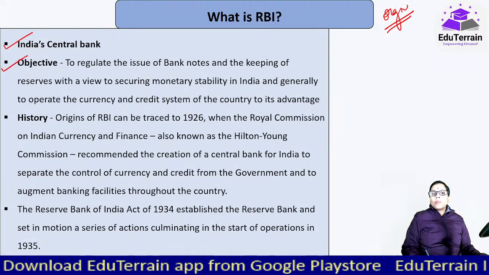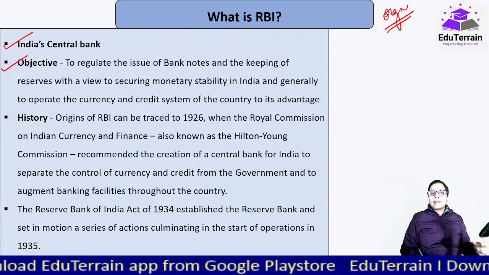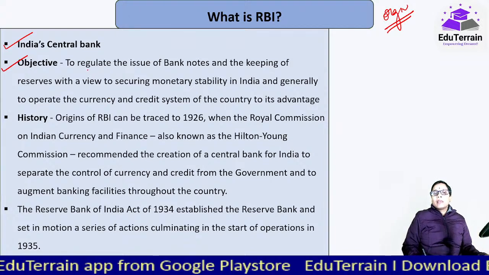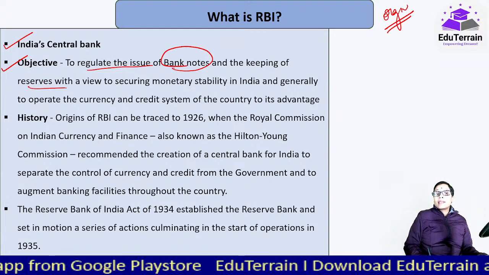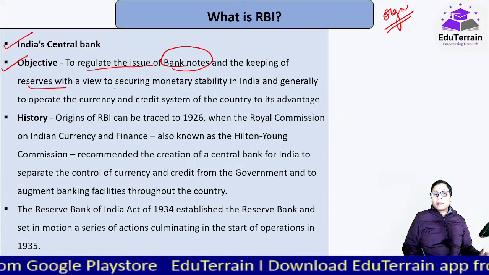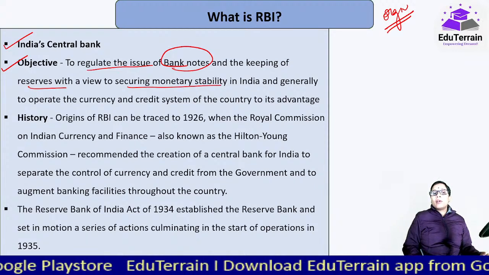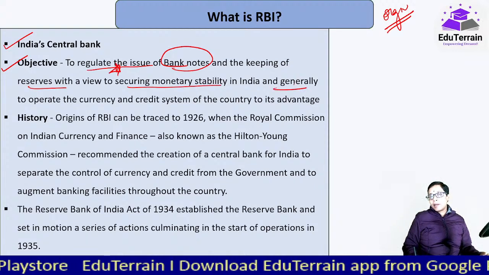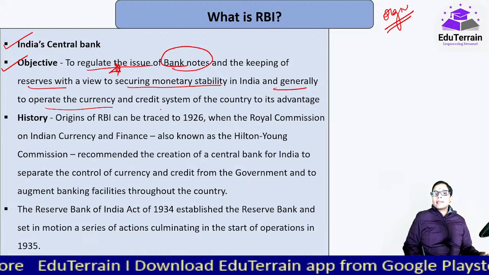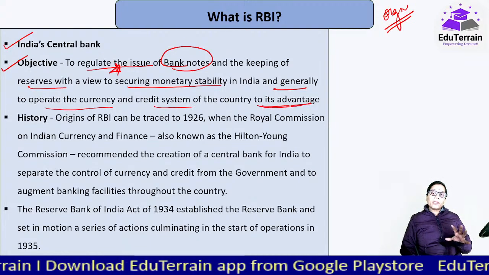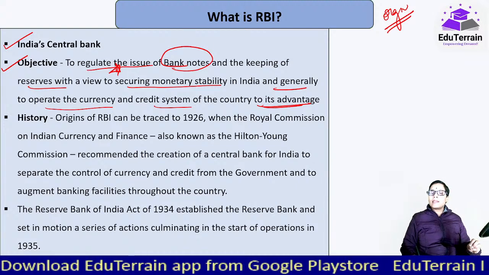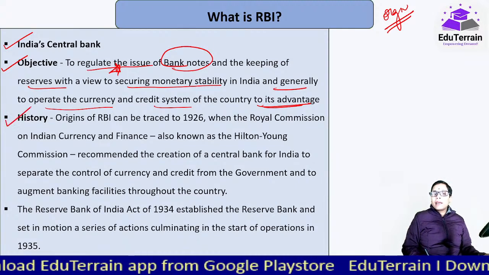Okay, so the objective as preamble that has been set up, it says to regulate the issue of banknotes and the keeping of reserves, that is the money, with a view to securing monetary stability in India, and generally to operate the currency and credit system of the country to its advantage. So this is the objective that has been set for it as the centralized Bank of India.